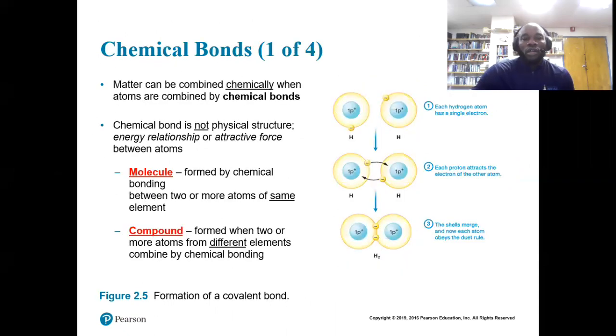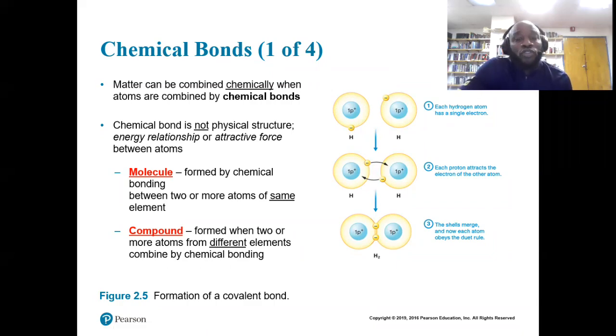All right. We also have what we call chemical bonds. Matter can be combined chemically when atoms are combined by chemical bonds. A chemical bond is not a physical structure, but an energy relationship, or attractive force between atoms. So what we have here, first off, is a molecule. And you've heard me use the term molecule probably already in this lecture. A molecule is formed by chemical bonding between two or more atoms of the same element.